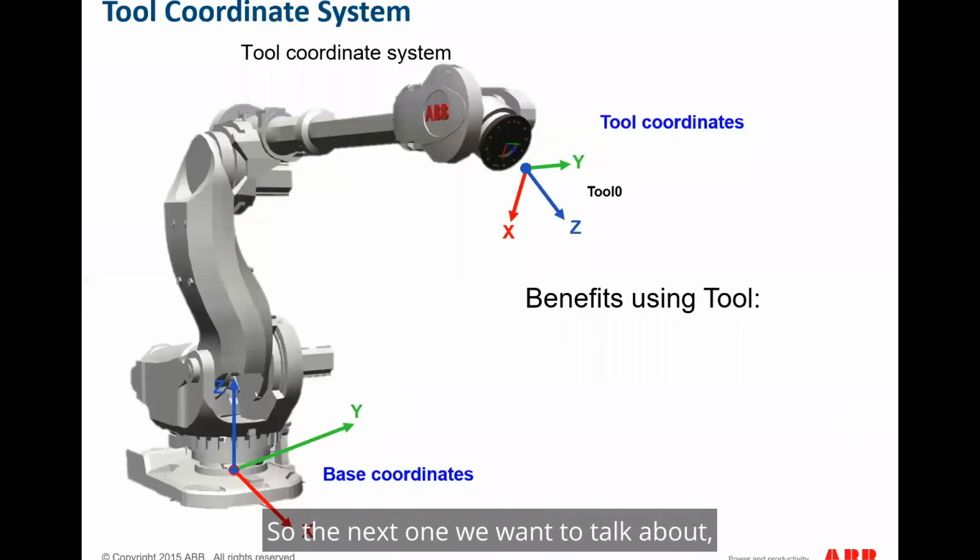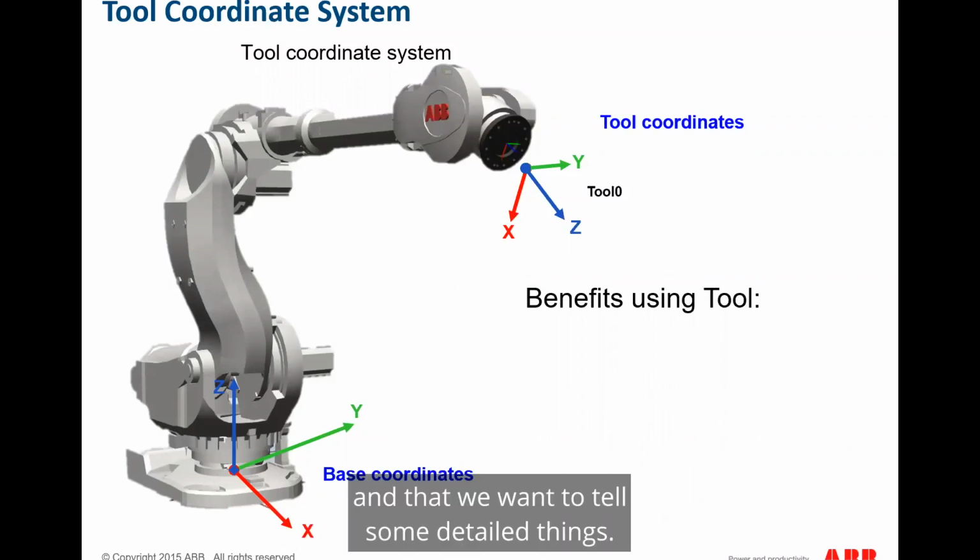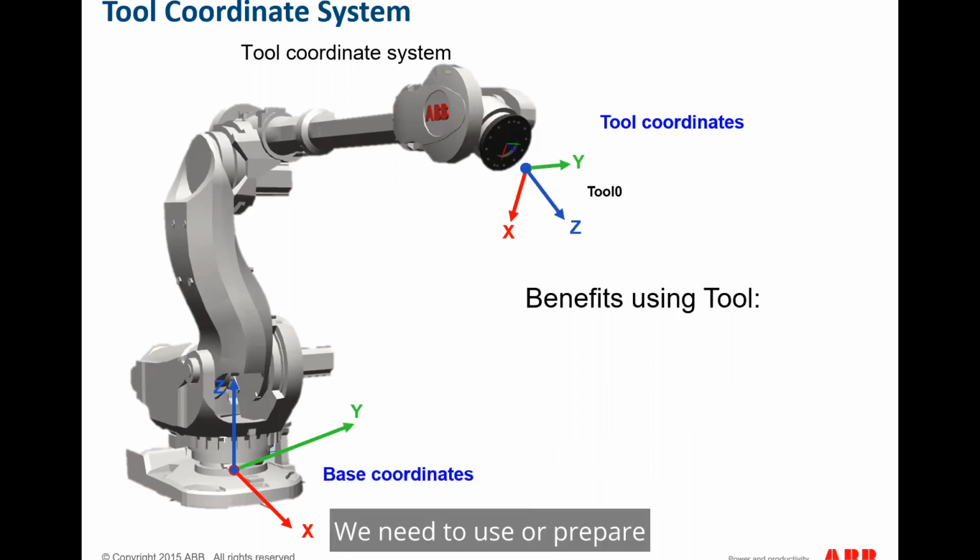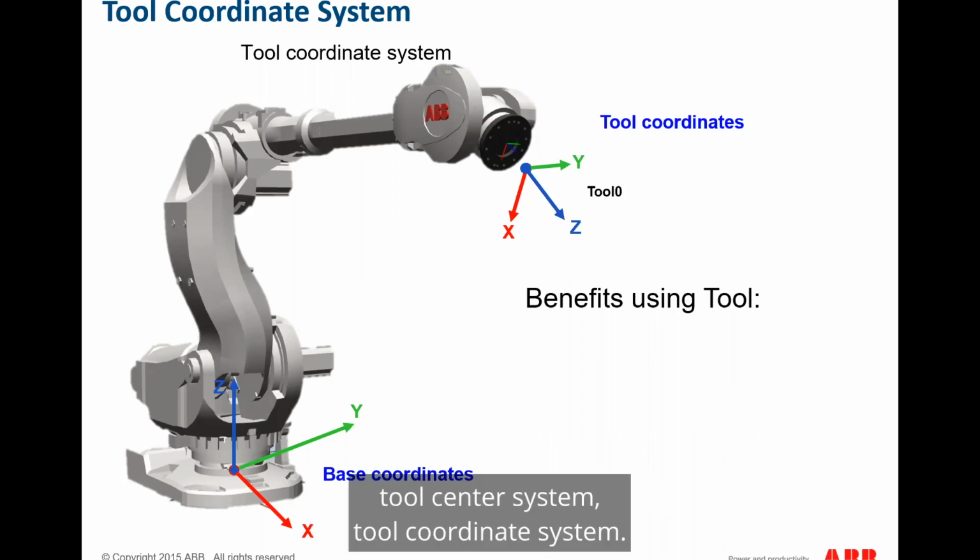So the next one we want to talk about, after we finish the basic fundamental programming, is some detailed things we need to use or prepare before you write the program. And it is the tool definition, tool center system, tool coordinate system.